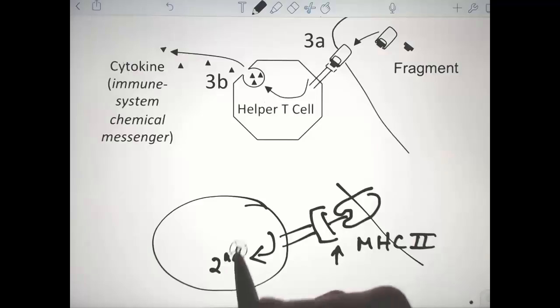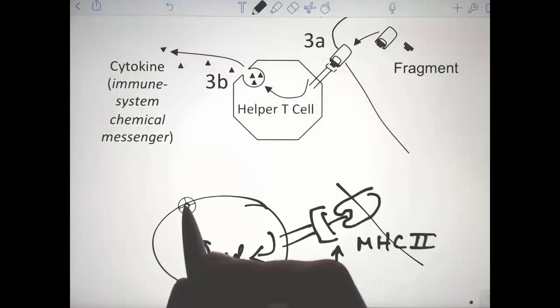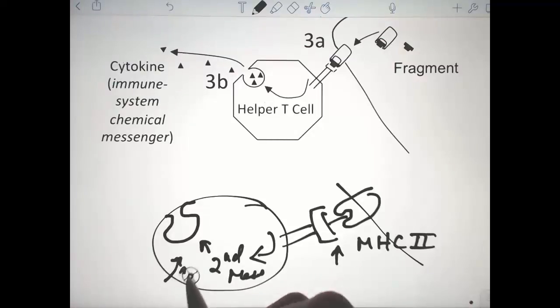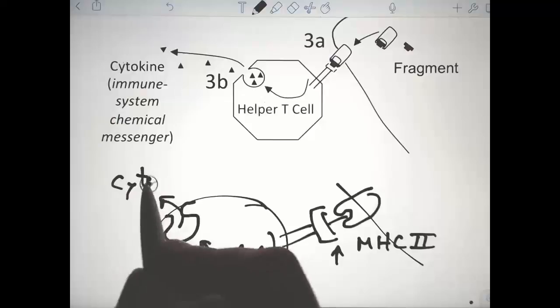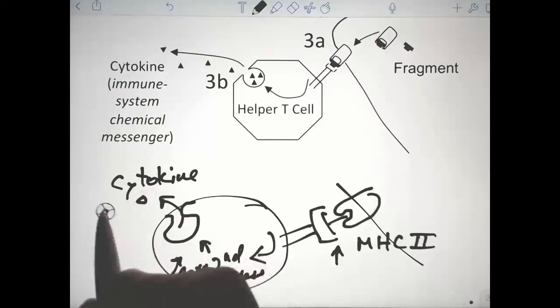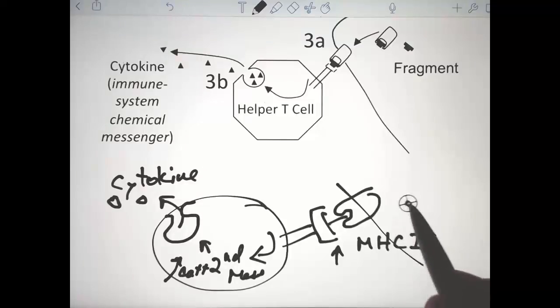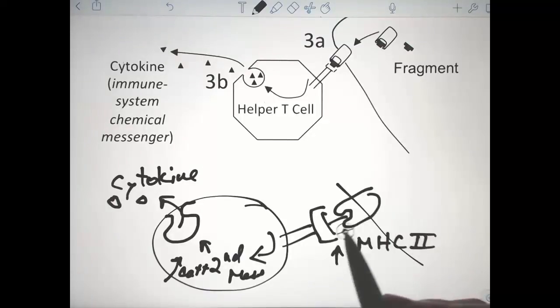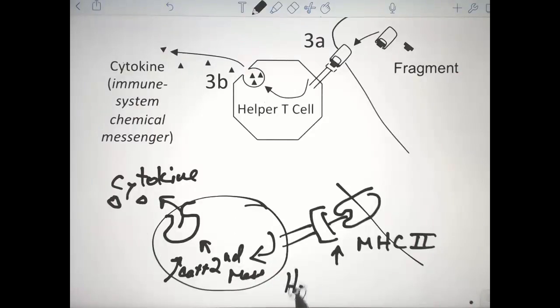second messenger cascade, which results in calcium entry and release of a molecule. In this case, it's a cytokine, a signaling molecule. And that specific event indicates that this antigen-presenting cell has a fragment that is a foreign fragment, was recognized by a helper T, so called because it helps the cytotoxic T become active, and it releases a cytokine.